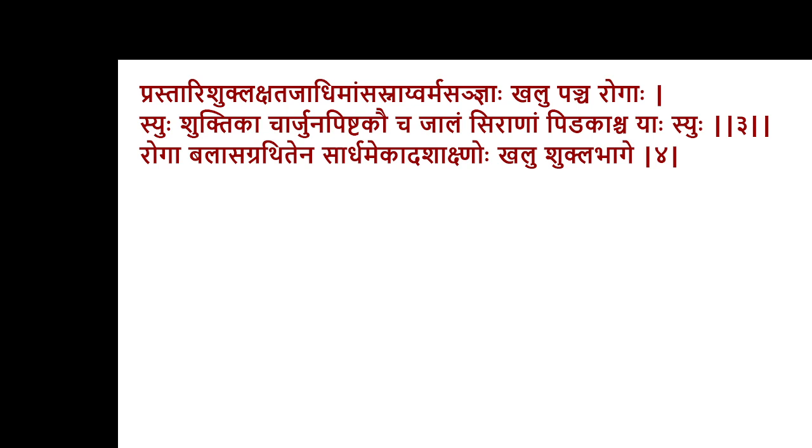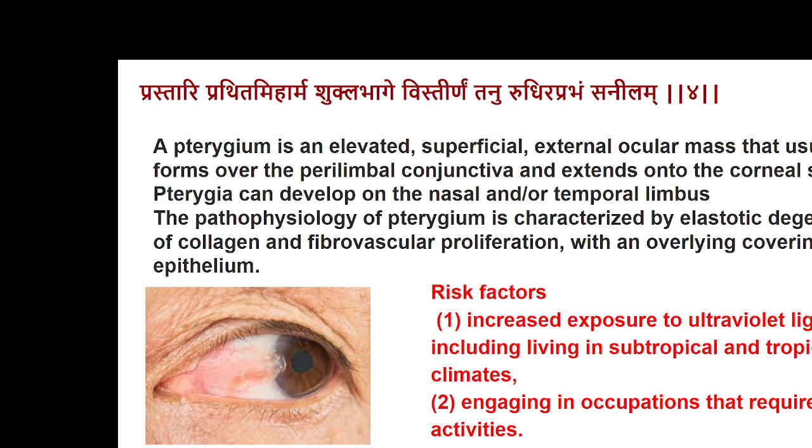are the 5 types of the arma, and the shuktika, arjuna, pishtaka or pishtajala, sirajala, and balasagrathita, these are the 11 disorders. Now, the arma as such is a specific disease entity, and then you have the different categories like prastari and so on. Now, prastari arma is prastari pratikramiham arma shukla bhage vistirnam tanu rujira prabhum sanilam.